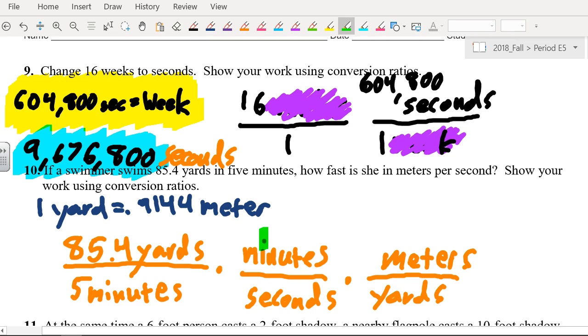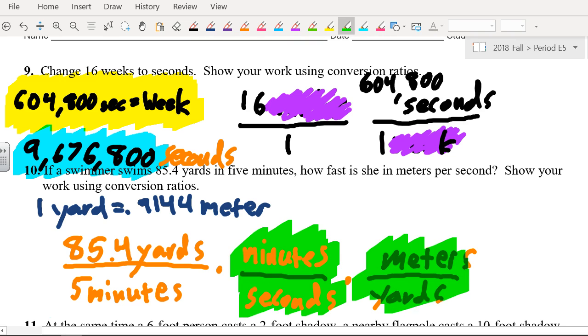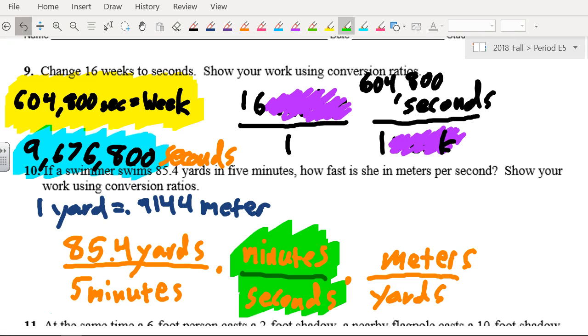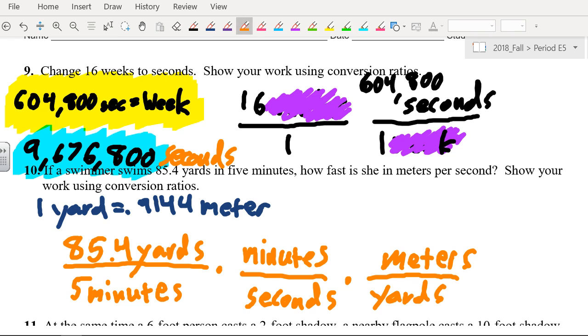So this is what I recommend you do, guys. Don't put the numbers down yet, because putting the numbers down first can confuse you. First, I just want to know where they are. Then it's easy to make these equal, right? Where do I put the 60 to make this equal? In the seconds, right? And then where do I put this to make them equal? Meters. In the meters, 0.9144.